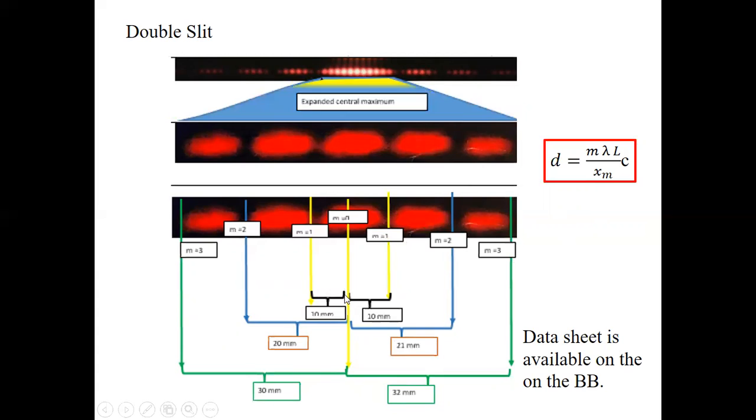So when you're doing the calculation, please be mindful about the units, because wavelength is given in nanometers, and the distance, or the xm, is given in millimeters. So when you're substituting the numbers, you should consider that. Okay, this C over here, please ignore that. I think it's a typo. So the D value is m lambda L over xm.